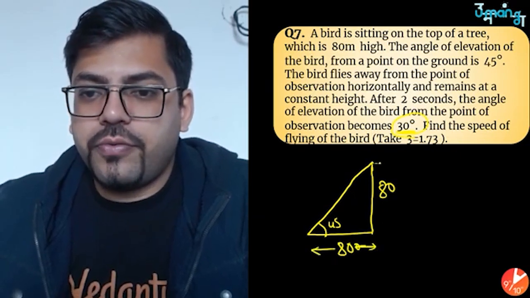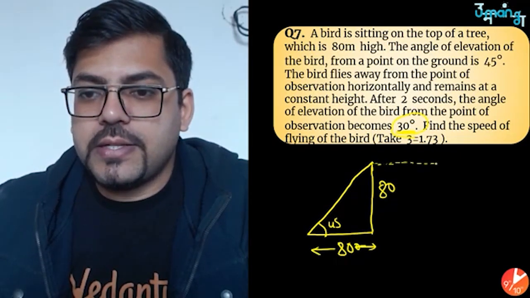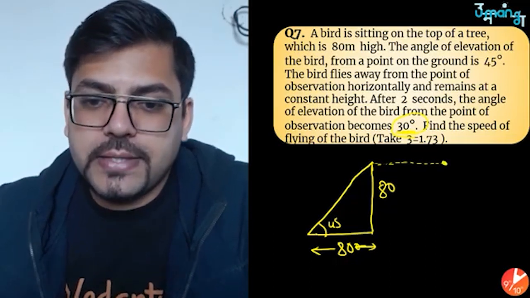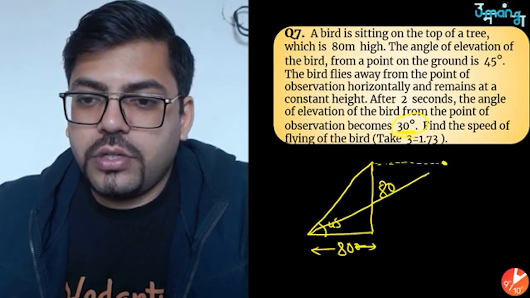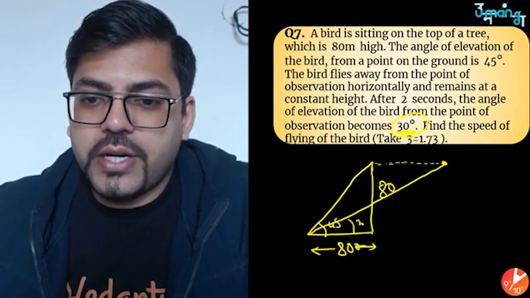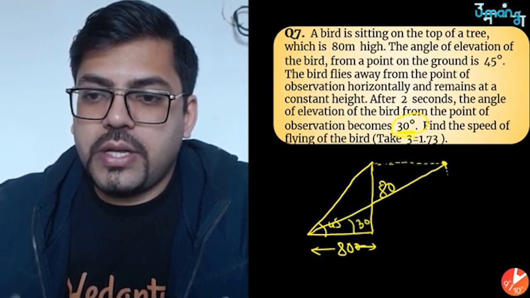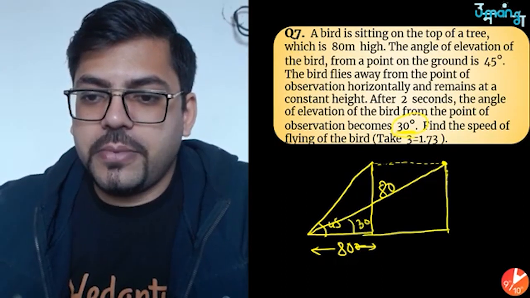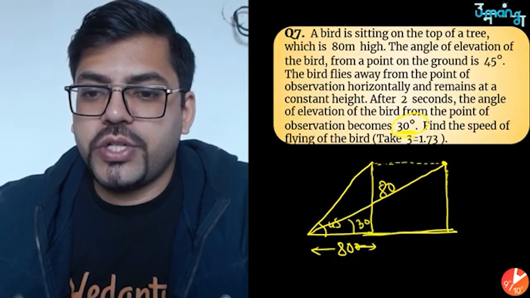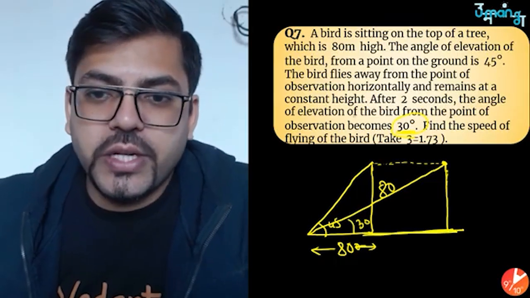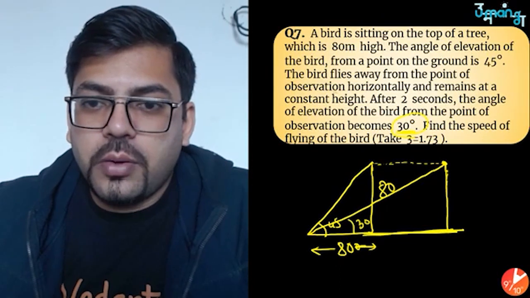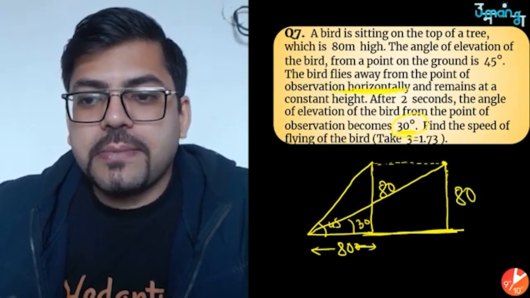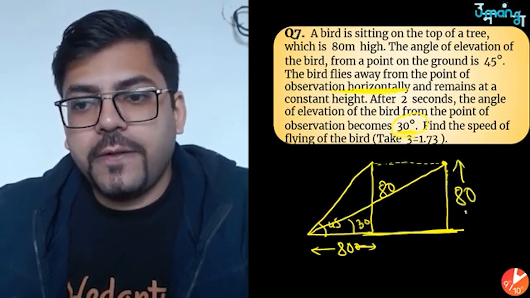Now from here, the bird flies, and again after 2 seconds the angle of elevation. So here the bird is. The angle of elevation has been reduced and it is now 30 degrees. Assuming that the bird has the same height, it has only changed its position horizontally. The question even says after observation horizontally. So the bird is moving horizontally, and this perpendicular height will still be the same, 80.